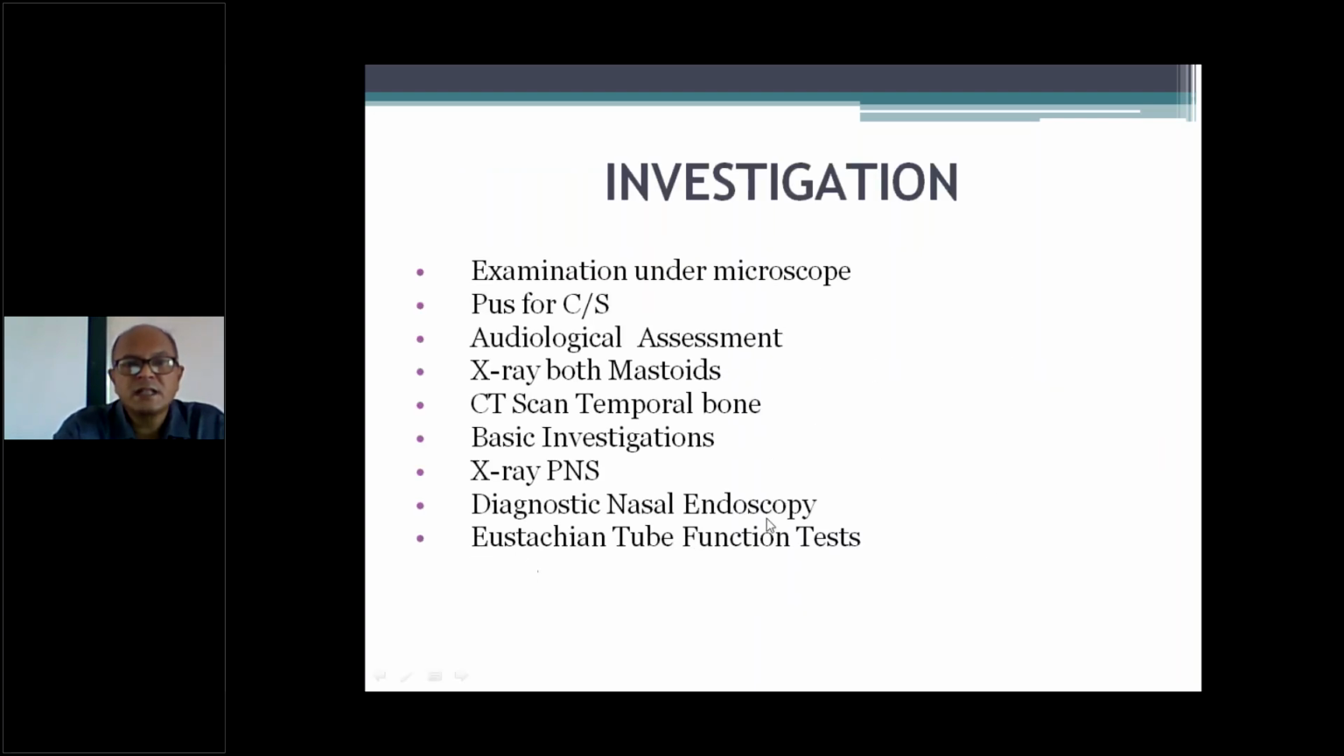So investigation, most important here as in case of attico-antral disease is examination under operating microscope. Very important, and because why? Because of when to operate on a person. Now I told you there are two entities: one is inactive squamosal and active squamosal.